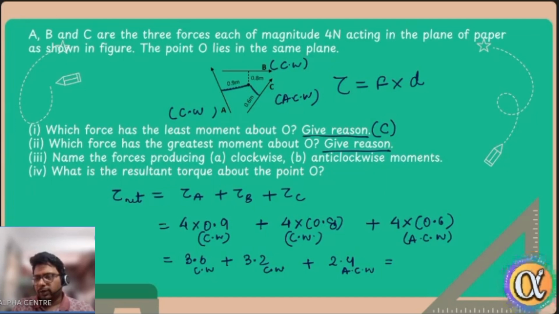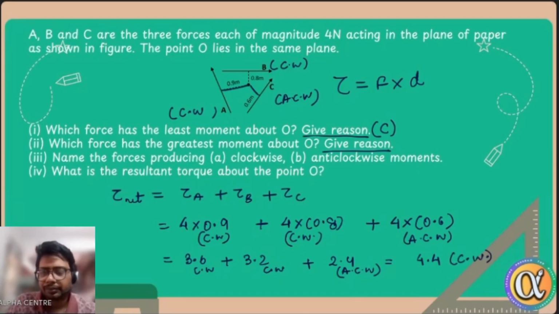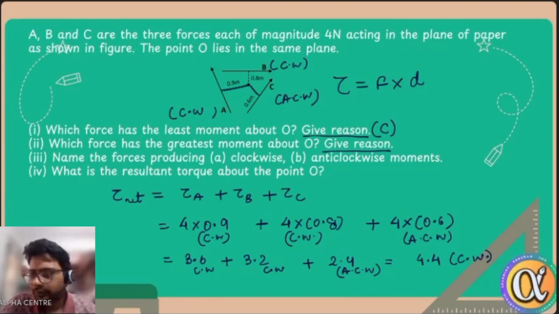6.8 minus 2.4 is how much? So, we should minus it, right? We are subtracting. Either you minus it or you just write clockwise. So 6.8, and then 2.4 we minus because it is anti-clockwise. So that is 4.4. Okay, and the net direction is clockwise.